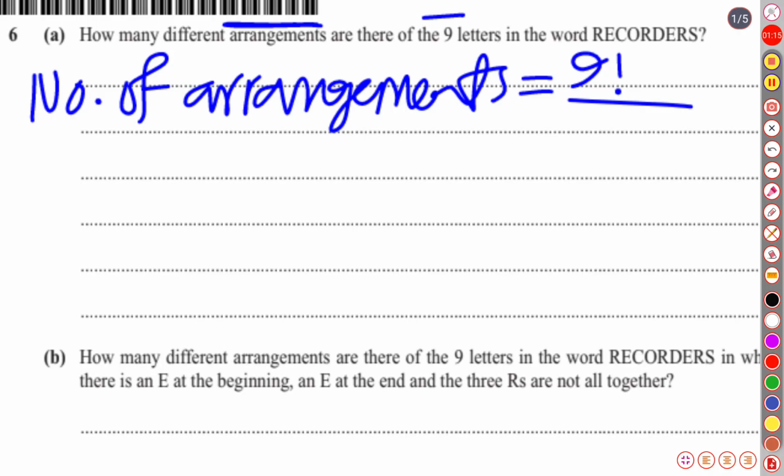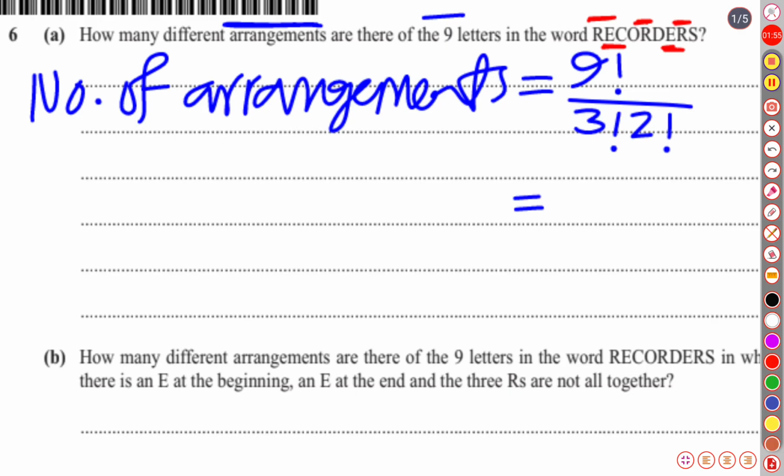Here, yes, this R. First R, second R, third R. So there are three identical R's, so it will be divided by 3. And at the same time, there are 2 E's as well. So we will divide the whole arrangement by the number of identical letters. There are 3 R's, that's why we divide by 3 factorial, as well as there are 2 E's, that's why we will divide by 2 factorial ways.